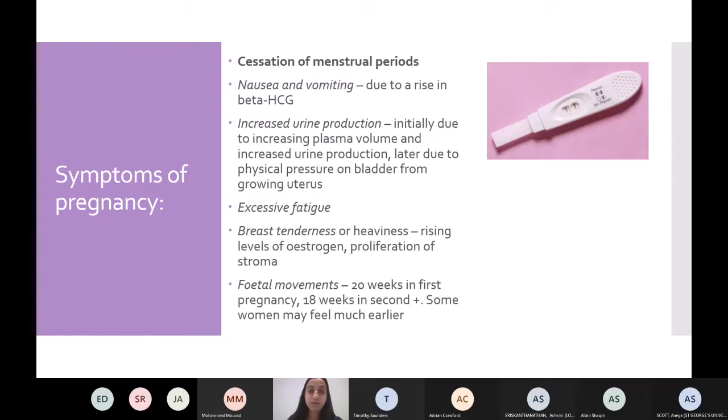Nausea and vomiting is very common early in pregnancy due to a rise in beta HCG. You get increased urine production because the plasma volume increases, but also later on in the pregnancy you get increased pressure on the bladder. You get increased fatigue and breast tenderness because of rising levels of estrogen, and you would expect to feel fetal movement. So depending on if it's your first pregnancy or you've had a pregnancy before, if you've had a pregnancy before, you may then feel the movements earlier on in the pregnancy.